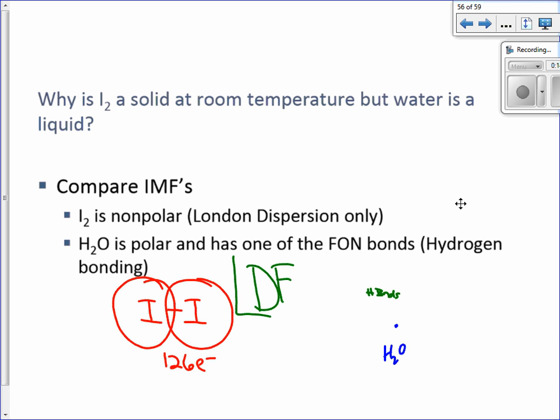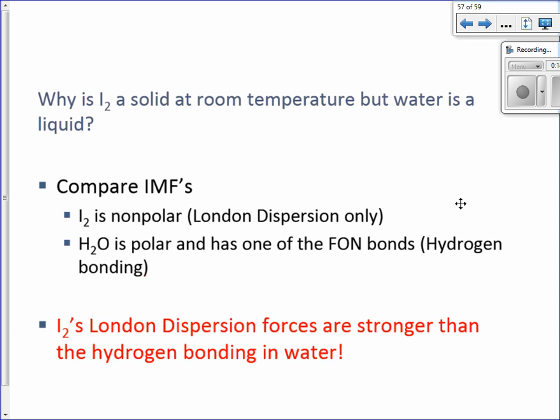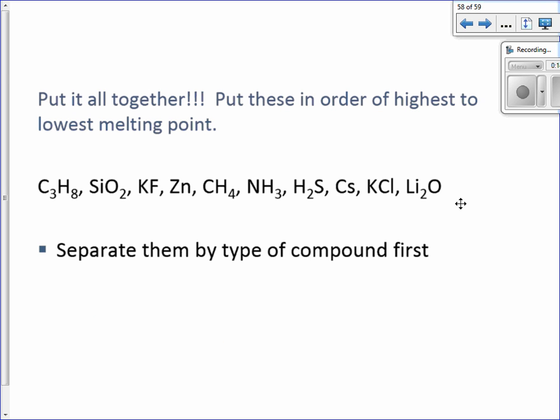Now your job is to look at the series below, okay, and rank them. So what you should probably do is separate them into their categories, okay, and line them up that way. So if you look at, you have network covalent compounds, any network covalent compounds. SiO2, good. What about ionic compounds? Li2O, good.